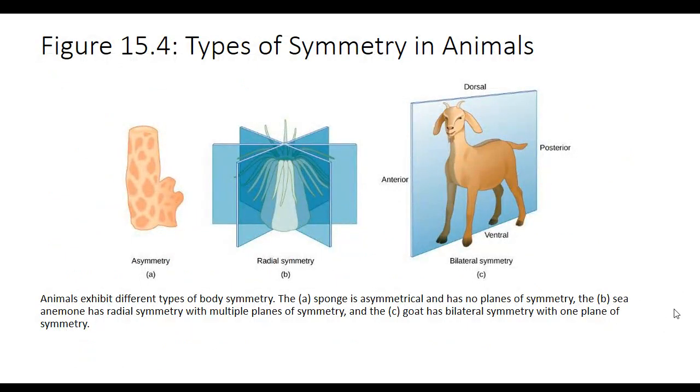Okay, so here's showing examples of a sponge, asymmetry, but the sea anemone is radial symmetry. So just a line going down through the center of this animal. It's the same in all directions out from that imaginary line. And then bilateral symmetry, left and right halves. Bi means 2, lateral means side.